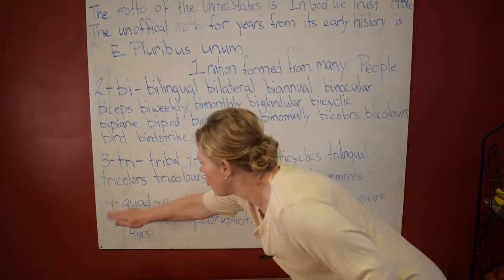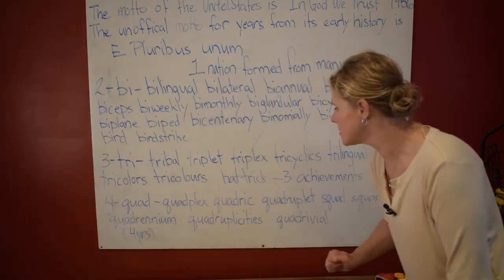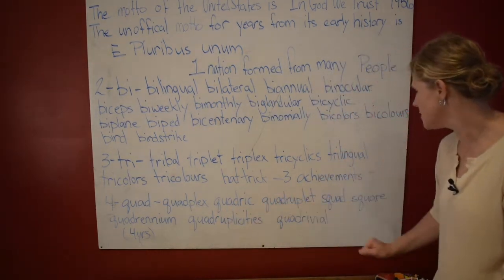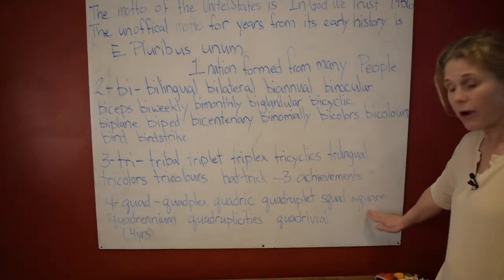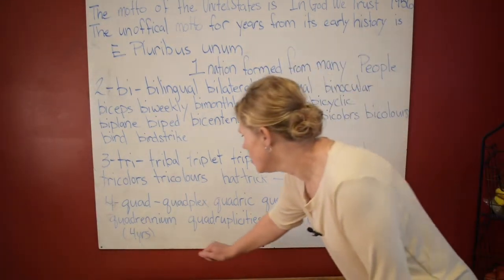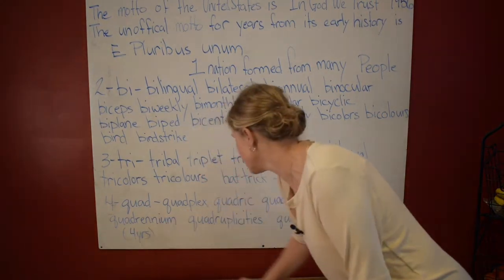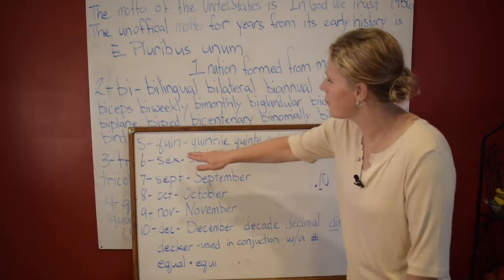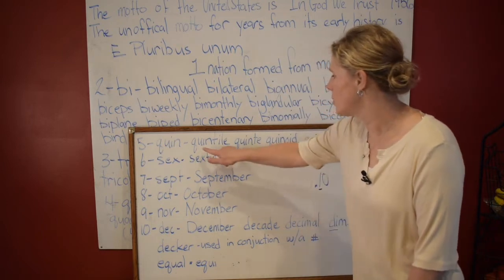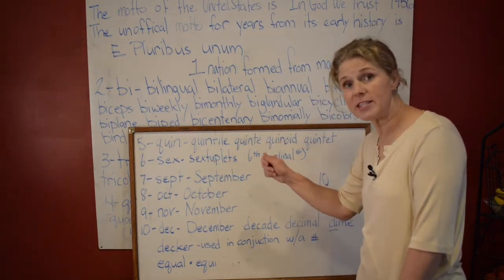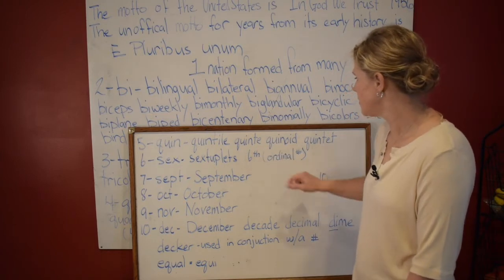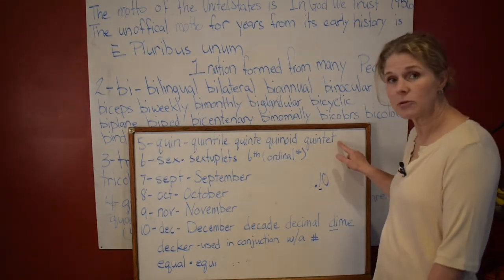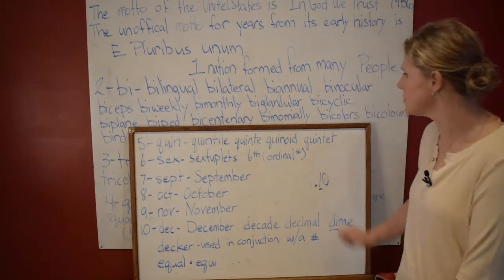So we have 4 means quad, quadplex, quadric, quadruplet, which means 4 babies, squad, square, 4 sides, quadrennium, which is 4 years, quadruplicities, quadrivial. So then we have 5 means quin, quintile, quint, this is for fencing, the 5 different steps, and this E silent here, it's French. Quinoid, quintet, where you have 5 people playing musical instruments.